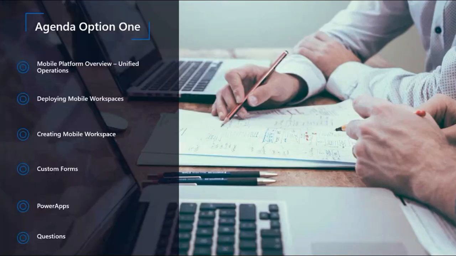So here's the agenda today. We're going to do a little bit of an overview of the Unified Operations Platform, so the mobile platform overview. We're going to talk about how to deploy the mobile workspaces. We'll get into how we can create a pretty basic mobile workspace. Then some techniques you could think about doing if the basic mobile workspace creation doesn't meet your needs, so there are some ways you can do some extra actions or make things a little bit more eye-appealing. We'll touch on that briefly.